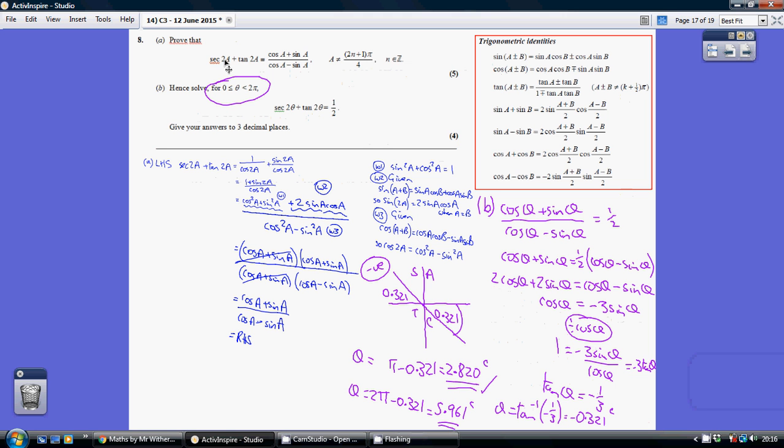So for part A, we'll focus on starting with the left hand side and manipulate that to equal the right hand side. So we're kicking off with the left hand side. So obviously sec 2a is 1 over cos 2a, and also tan 2a is sin 2a over cos 2a. So they're both over the common denominator, so we can simplify that to being 1 plus sin 2a over cos 2a.